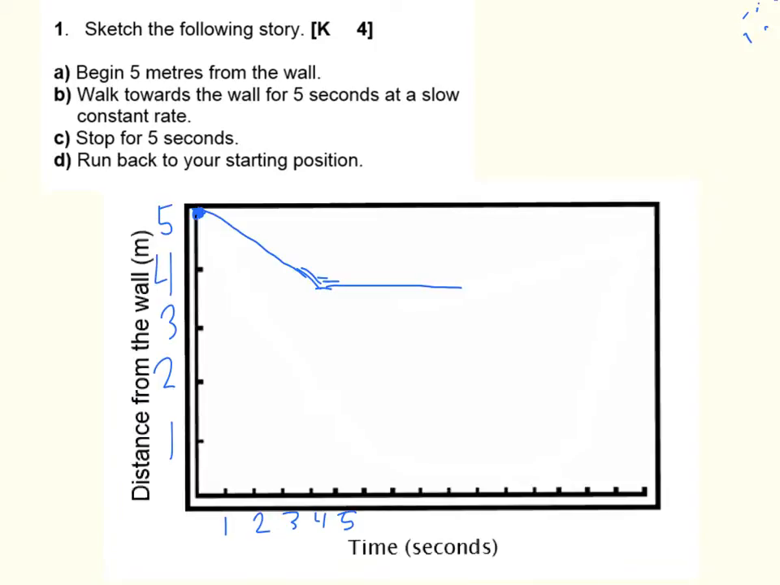Run back to your starting position. Now, when it says run back to your starting position, it does not mention if the rate is constant. And as we've discussed in class, we know that running is not a constant rate because you have to start running to get up to your speed. For that reason, I would draw a curved line. It says to your starting position, it doesn't say run to the wall, so as a result I know that I'm going to be curving my line upwards rather than downwards because I'm going back to my starting position and not to the wall.